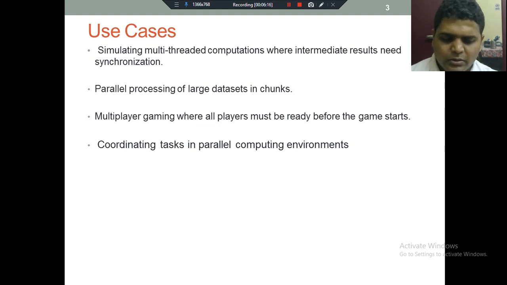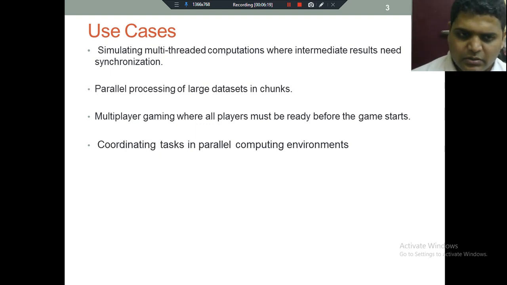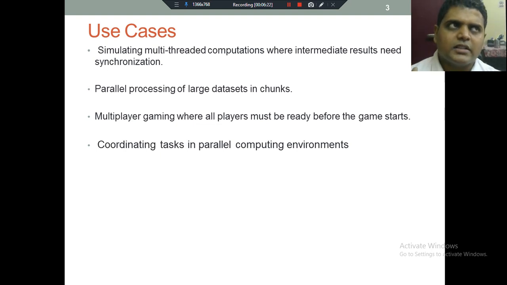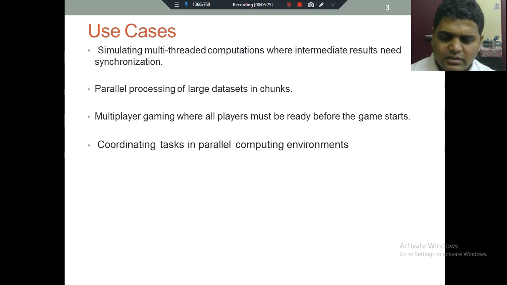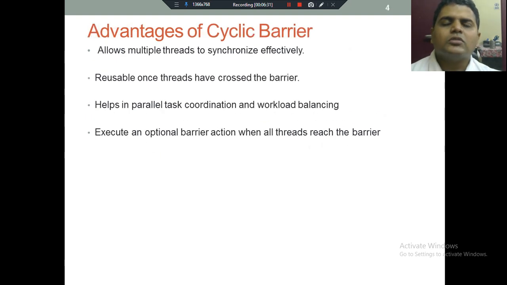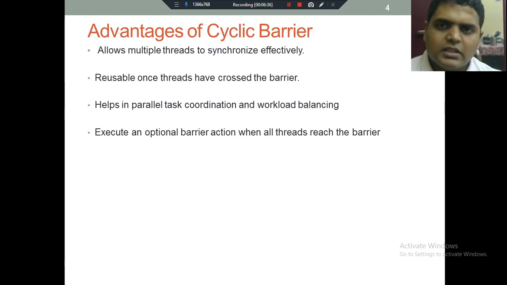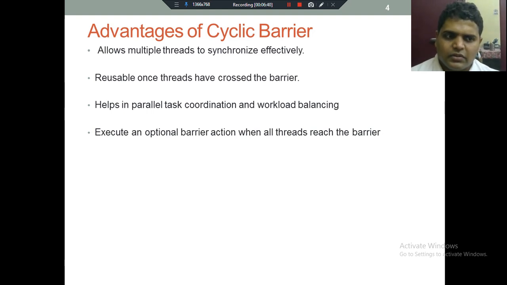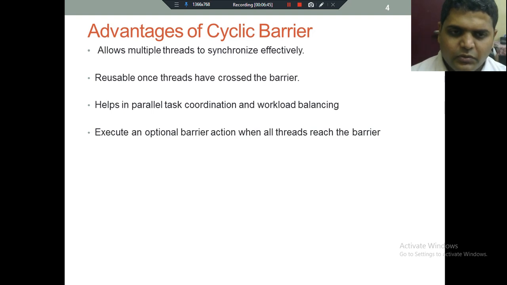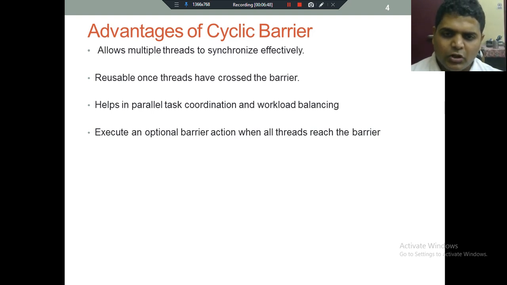So usually it's parallel processing, be it a multiplayer game or a database, where multiple data sets can be processed in parallel. Done. Now let's move further. So what are the advantages of cyclic barrier? If you consider the advantages, it allows multiple threads to synchronize effectively, because all the threads need to reach a common point, and only after that can they execute. So synchronization is effectively implemented.